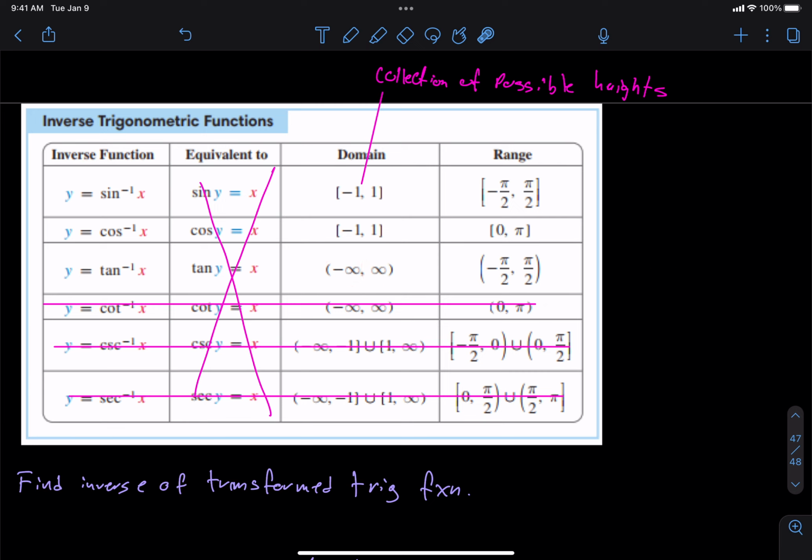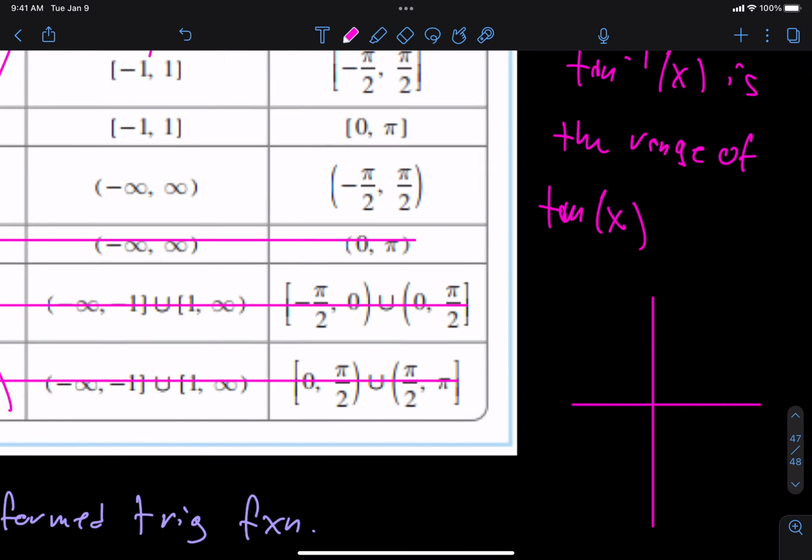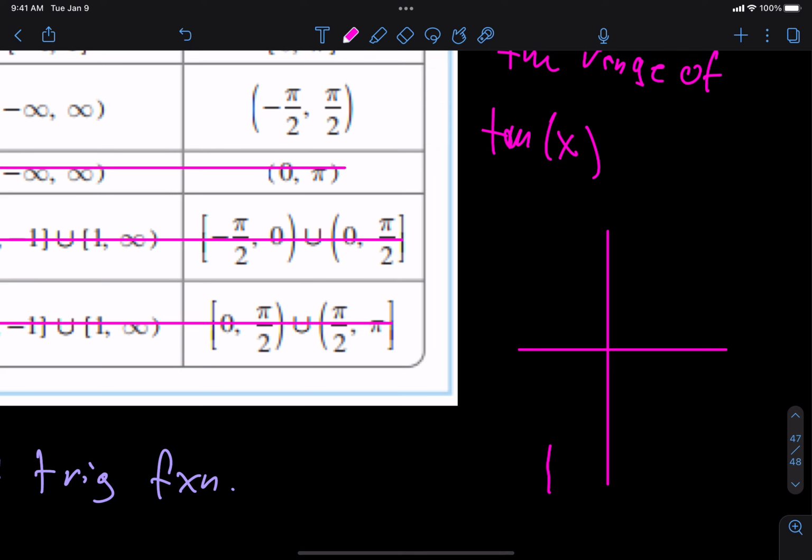Another way of thinking about this is, what is the domain of tangent inverse going to be? The domain of tan inverse is the range of the original tangent function. And what does the original tangent function look like? Its graph has asymptotes. This is the graph of the inverse of the tangent function. This is the tangent function. What's the range?